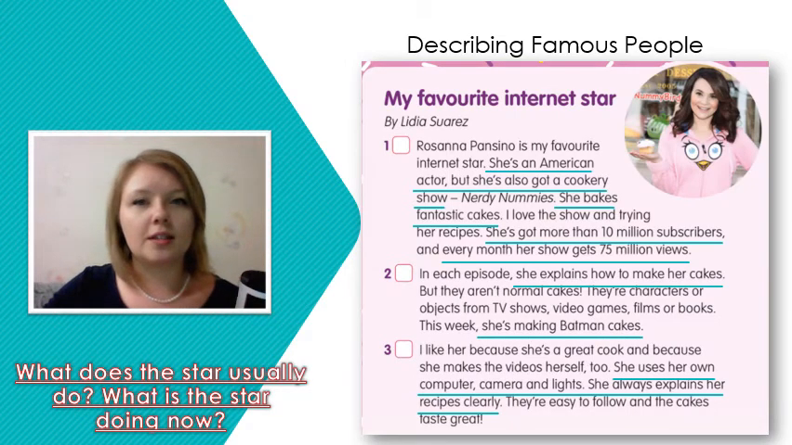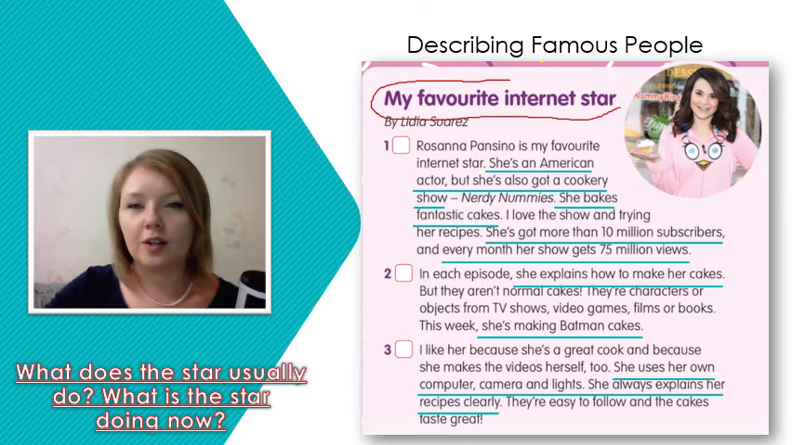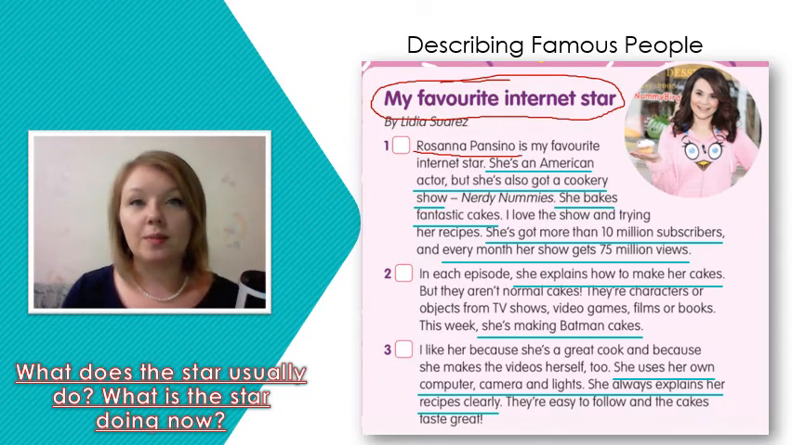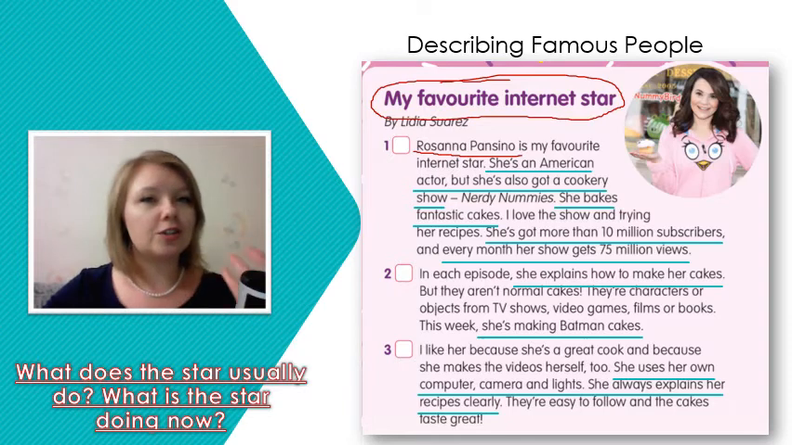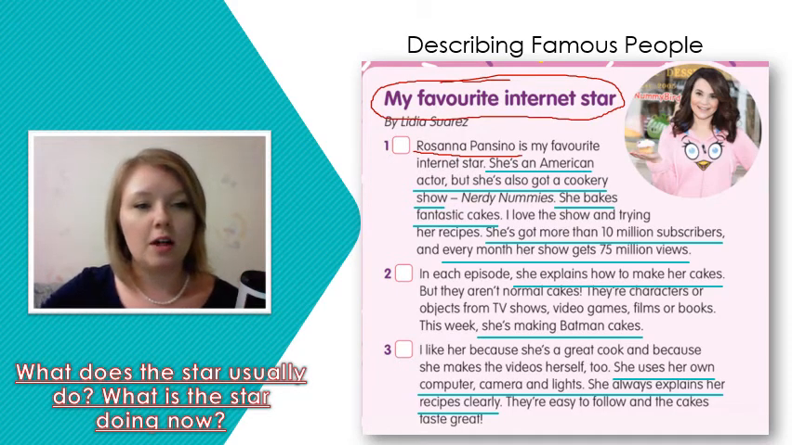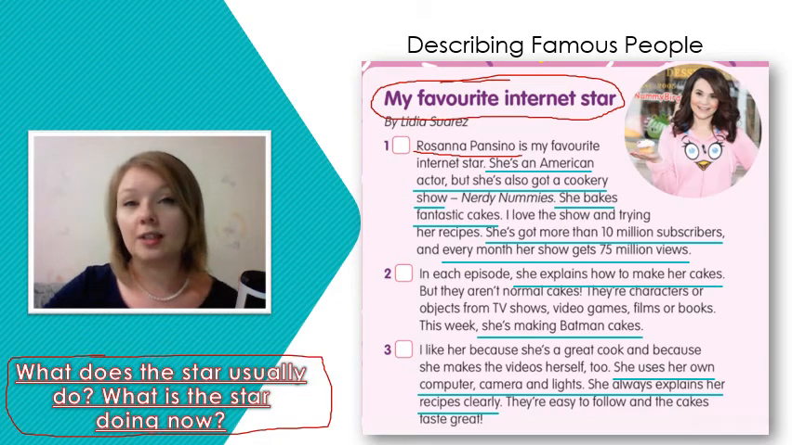Finally, you learned how to describe famous people. So here we looked at an example of my favorite internet star, Rosanna Pansino. And the important takeaway from this example was when you're describing a famous person, you should answer these questions. What does the star usually do? And what is the star doing now?